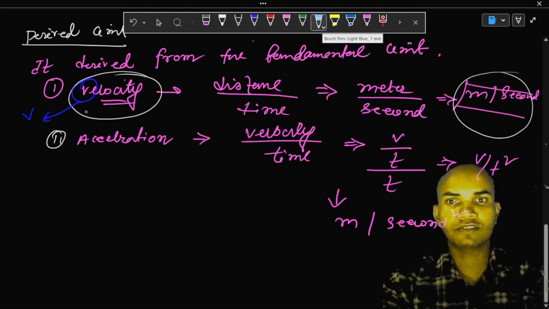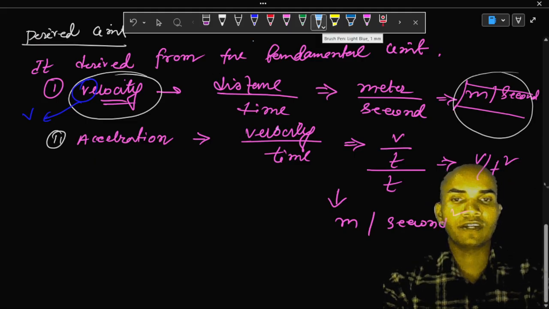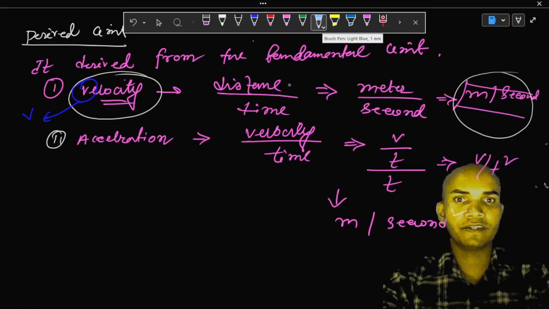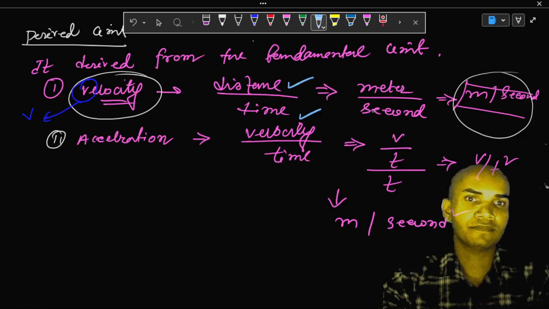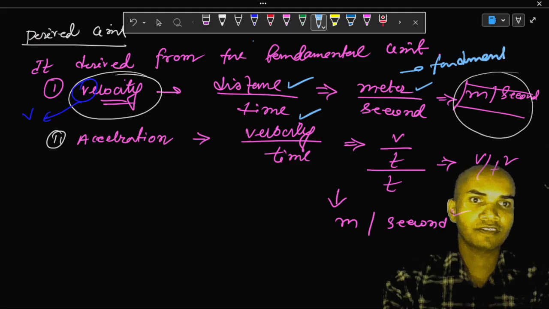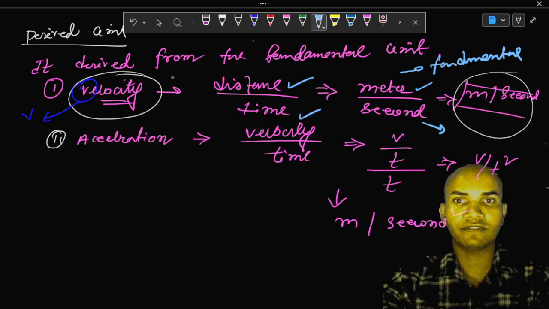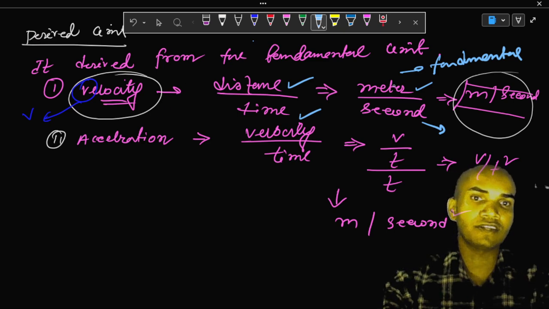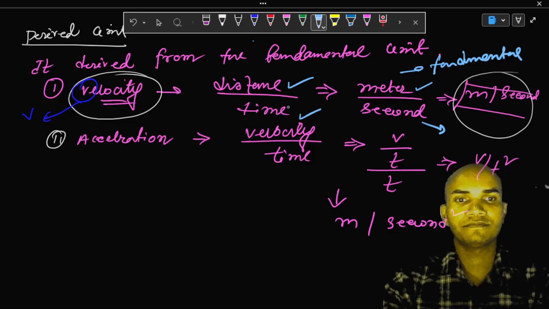Okay, velocity is represented by v. So velocity is equal to what? We find that it is distance by time. And distance means what? The distance unit is meter, which is a fundamental unit. And second is the time unit, which is also a fundamental unit. So here you can see that velocity is a derived form of meter and second, I mean the distance unit and the time unit. Okay, clear?